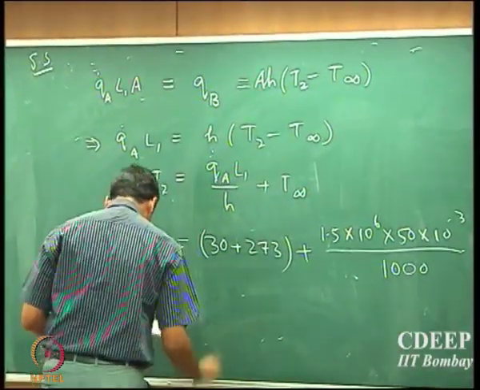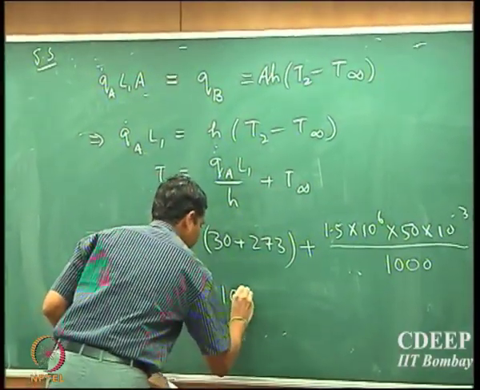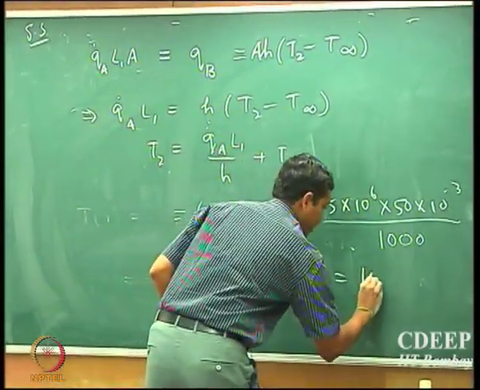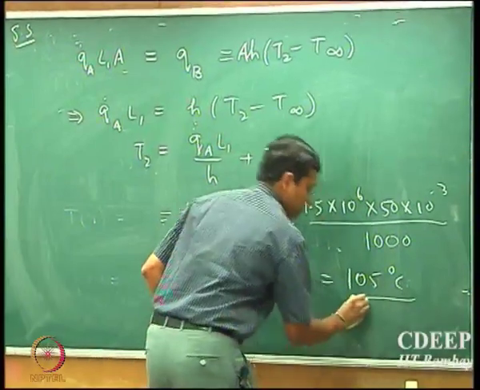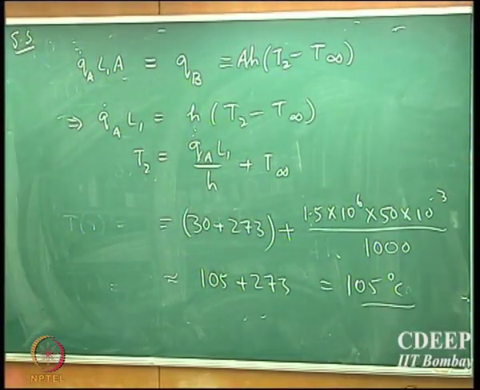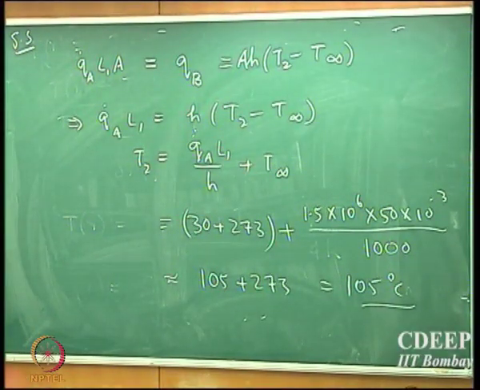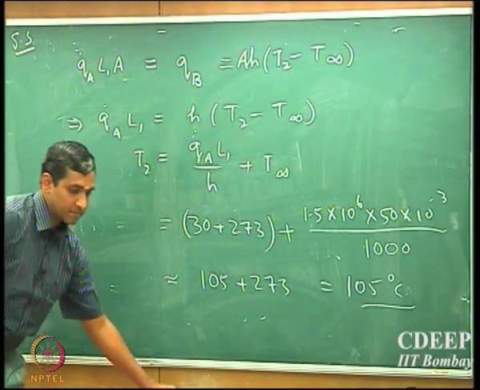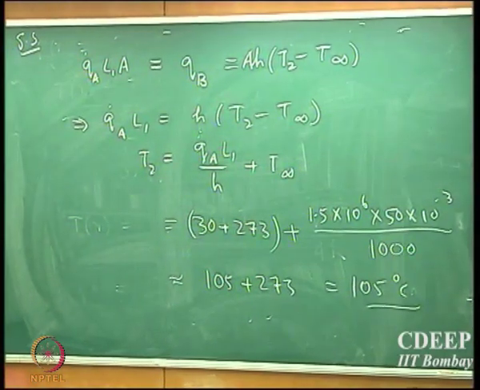So that is approximately 105 plus 273, so that is 105 degrees C. So that is the temperature T2, okay, is that clear to everyone? How do we find T1?